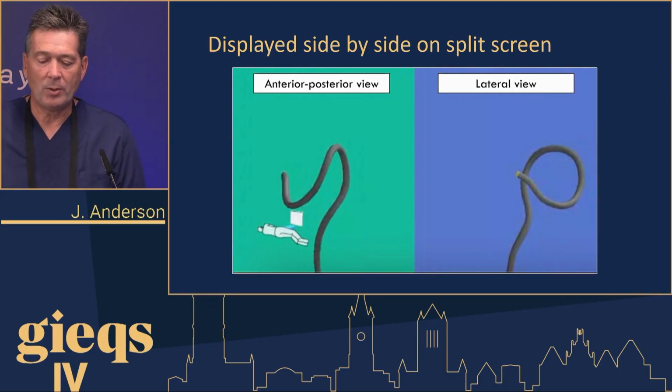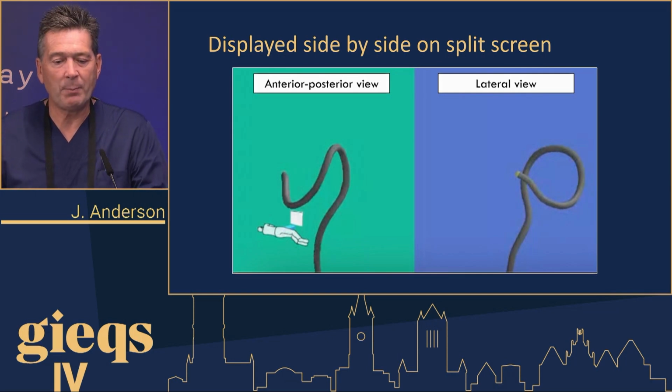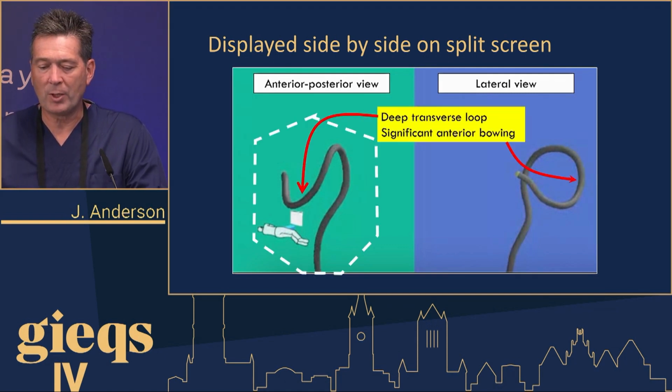So you get the summation of the two images together is much better than having just one. And people like one for simplicity, but I'd encourage you all to use the split view. So the split view is where you have the anterior, posterior, and the lateral view. And this will give you much richer information.